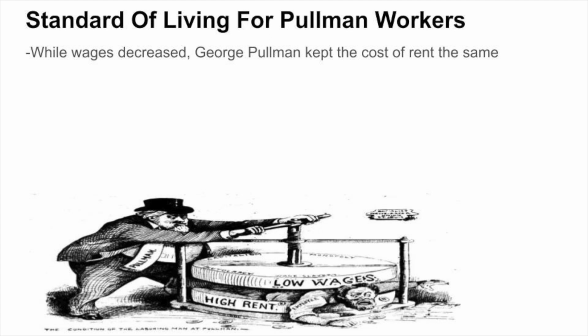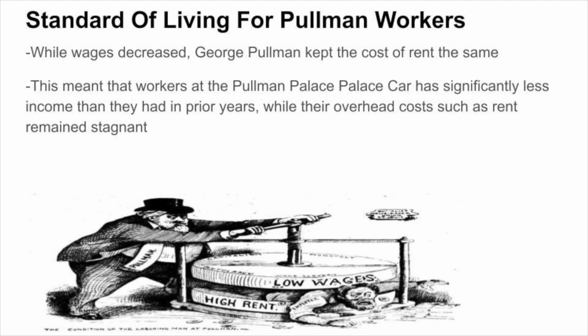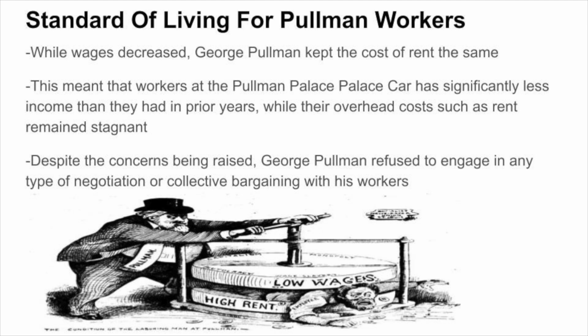This meant that workers at the Pullman Palace Car Company had significantly less income than they had in prior years, while their overhead costs, such as rent, remained stagnant. Despite the concerns being raised, Pullman refused to engage in any type of negotiation or collective bargaining with his workers.